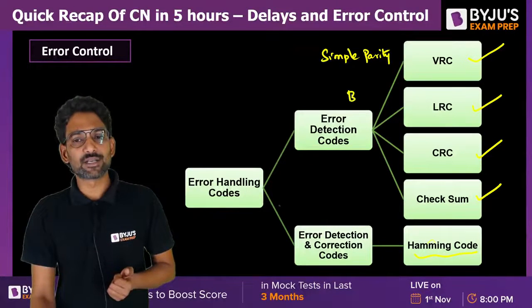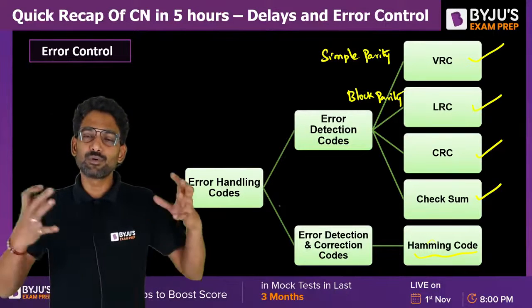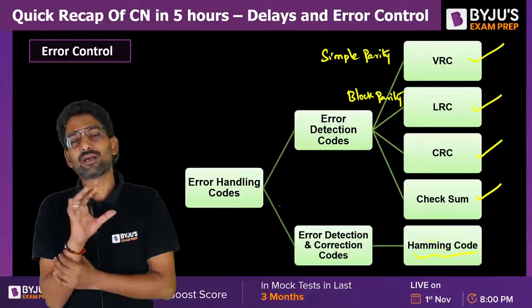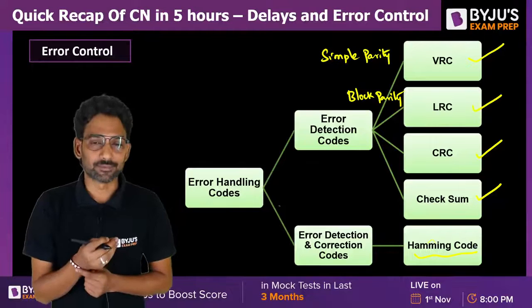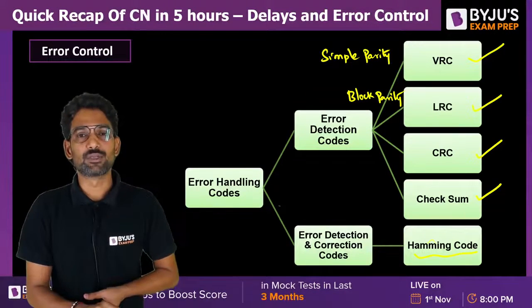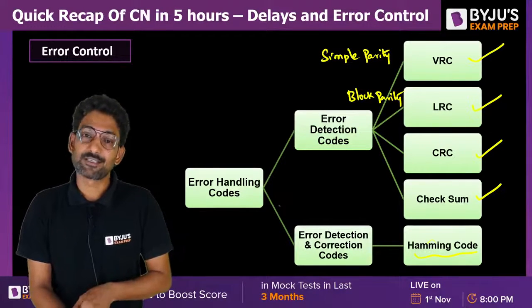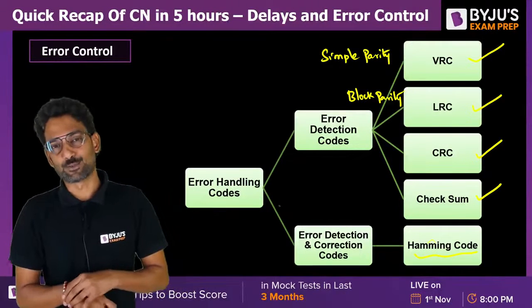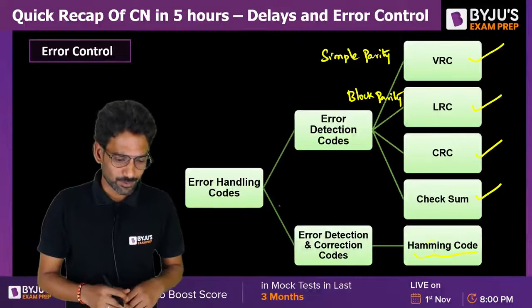Longitudinal redundancy check you call block parity, but both have drawbacks. When there is 1 error, 3 errors, 5 errors, you will be able to find out. But when there are 2 errors, 2-bit change, 4-bit change, 6-bit change, even number of bit errors, they will not be able to find out. That's why we don't use VRC, LRC.